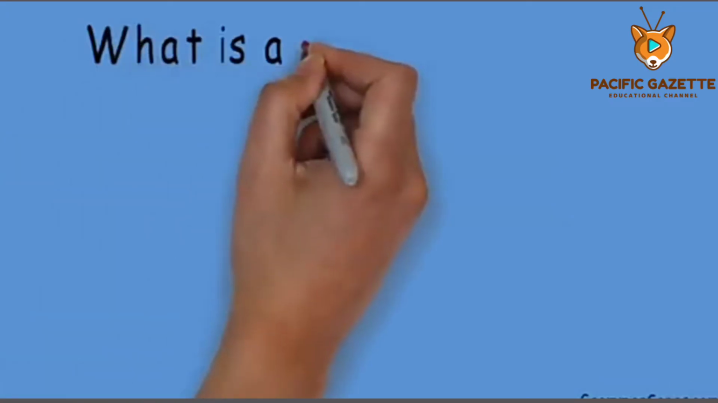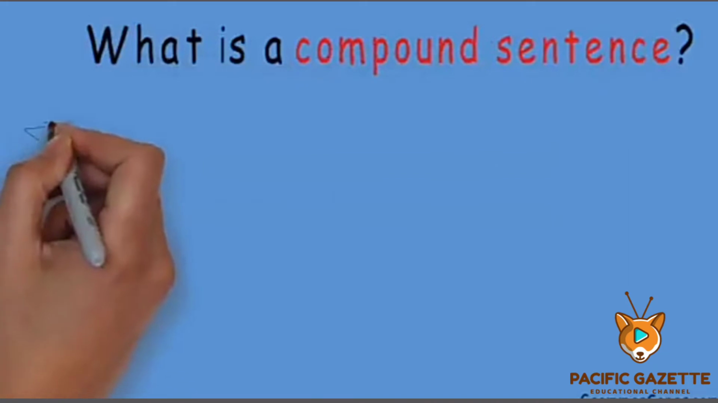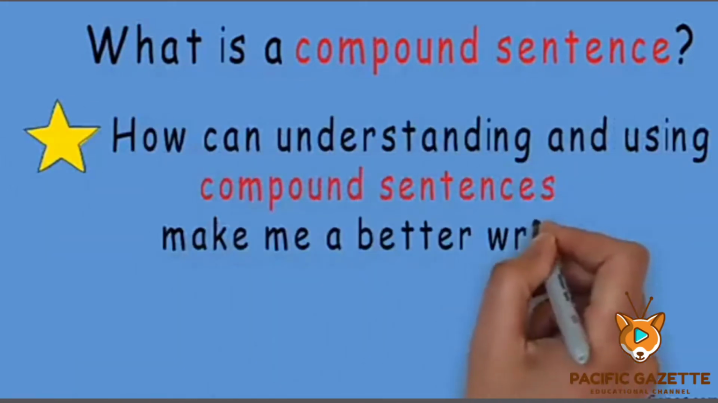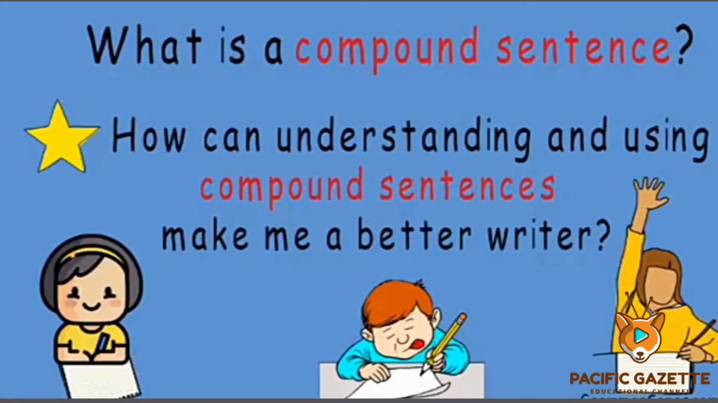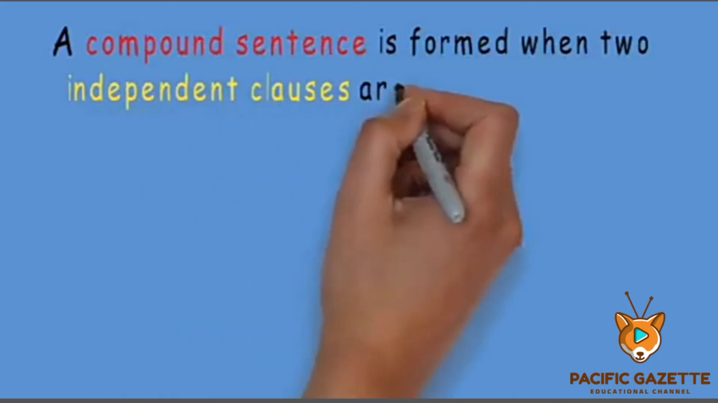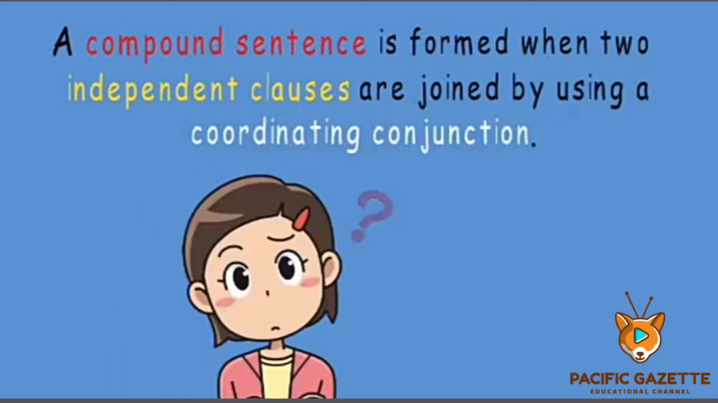Now, what is a compound sentence? How can understanding and using compound sentences make me a better writer? Look at the illustration very carefully. A compound sentence is formed when two independent clauses are joined by using a coordinating conjunction.